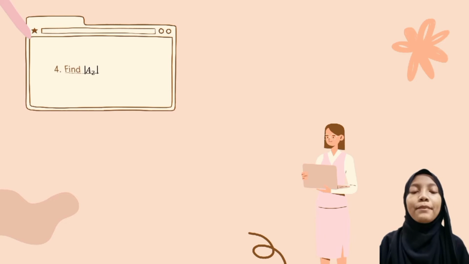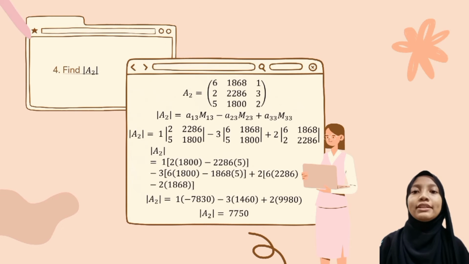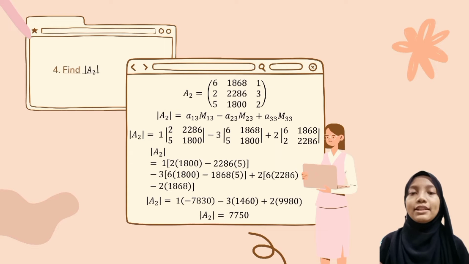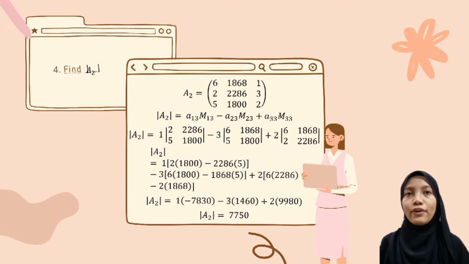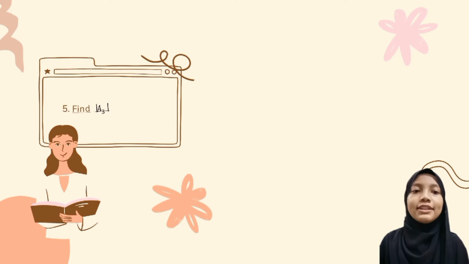Next, for the fourth step, we need to find the determinant of A2. It's almost the same as finding the determinant of A1. The only difference is that to find the coefficient of A2, we will substitute the matrix B into the second column of matrix A. Then we will get the coefficient A2 as shown in the slide. Then by using the same method, the cofactor expansion, we will get the determinant of A2 is 7750.